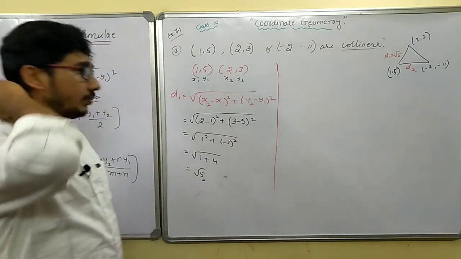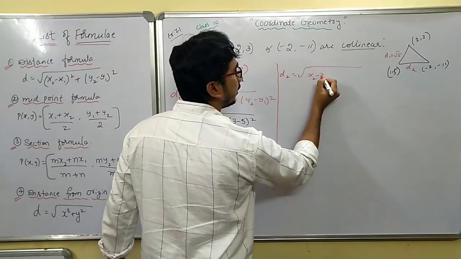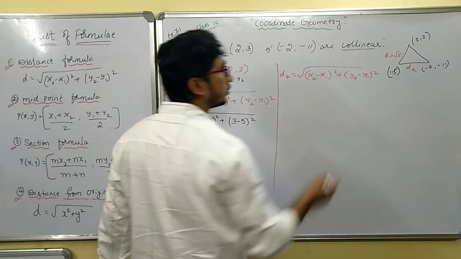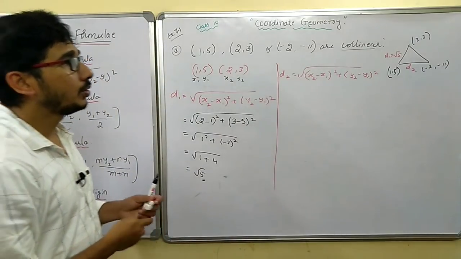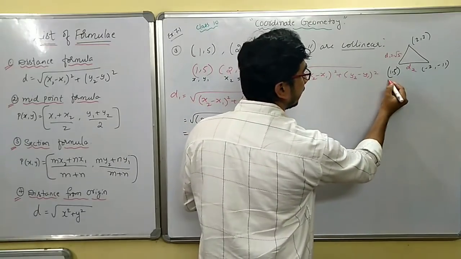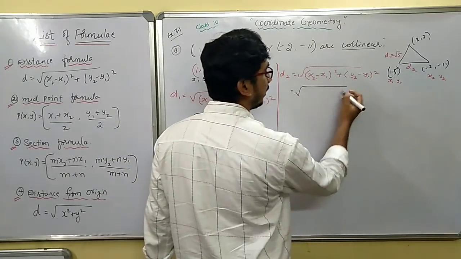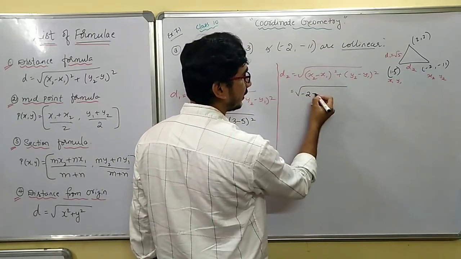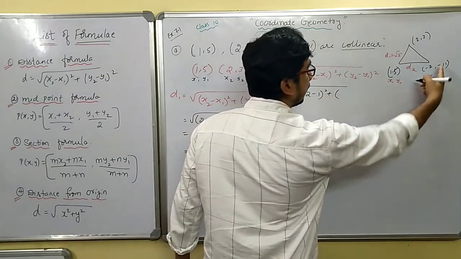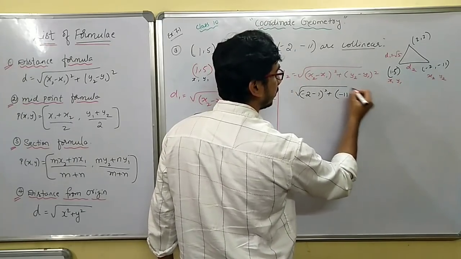To find d2, what do we have to do? d2 is equal to root of x2 minus x1 whole square plus y2 minus y1 whole square. Here this is x1 y1, that is x2 y2. Let us write the values there. x2 how much? Minus 2, this minus as it is. x1 how much? 1 whole square. y2 how much? Minus 11. y1 how much? 5 whole square.